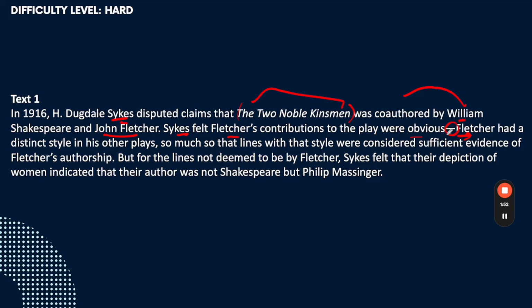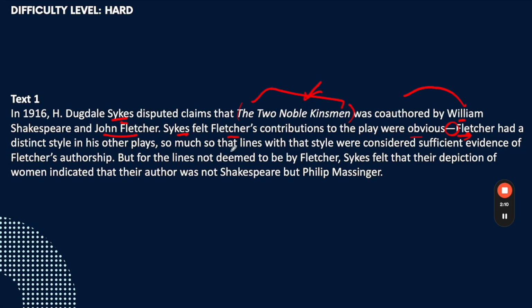Let's read this. Fletcher had a distinct style in his other plays, so much so that the lines with that style were considered sufficient evidence of Fletcher's authorship. So because of Fletcher's writing style, it was quite obvious that Fletcher had been a part of this book.